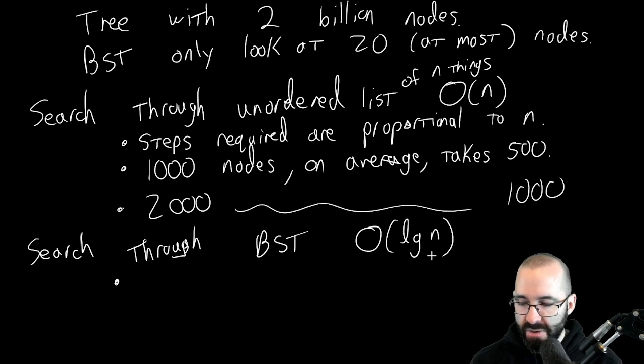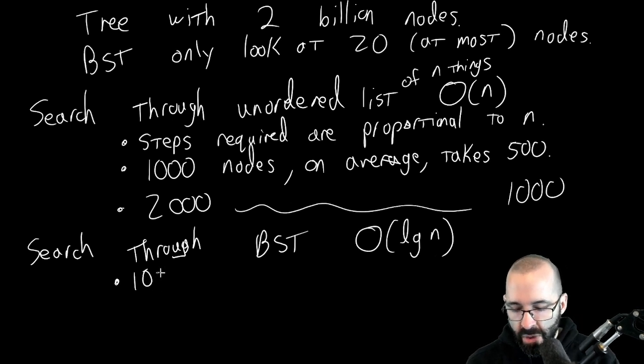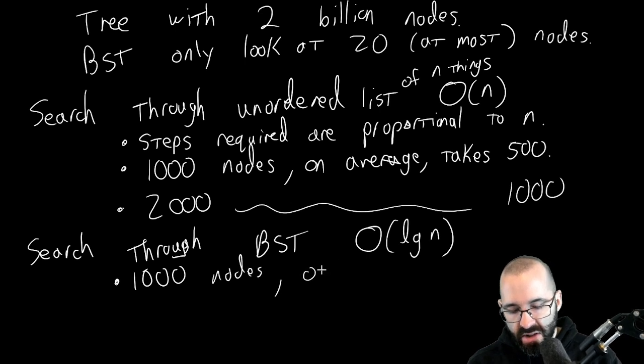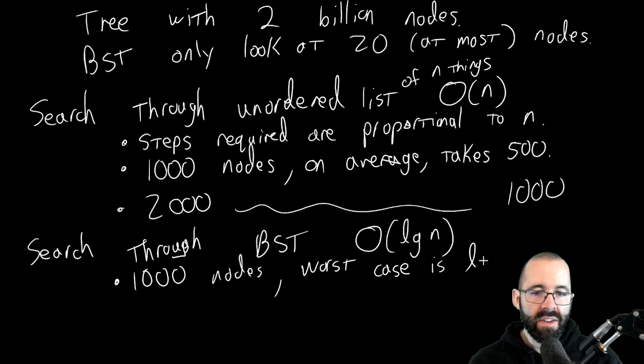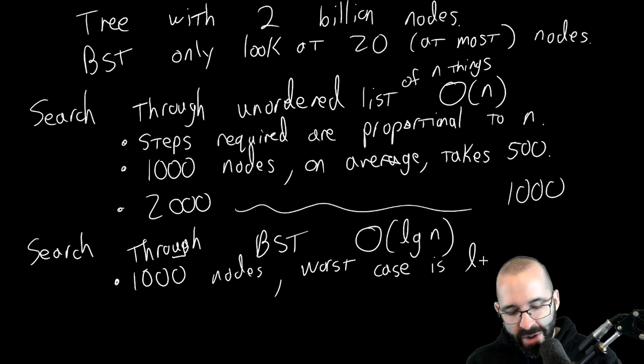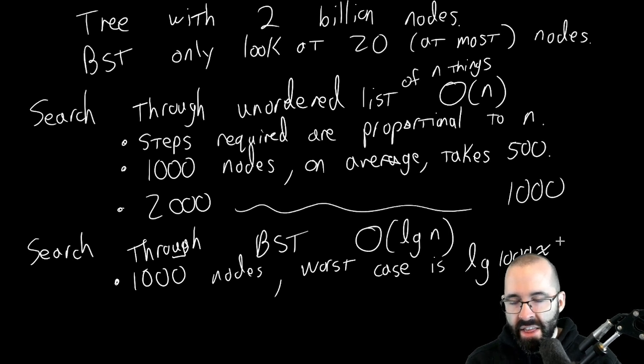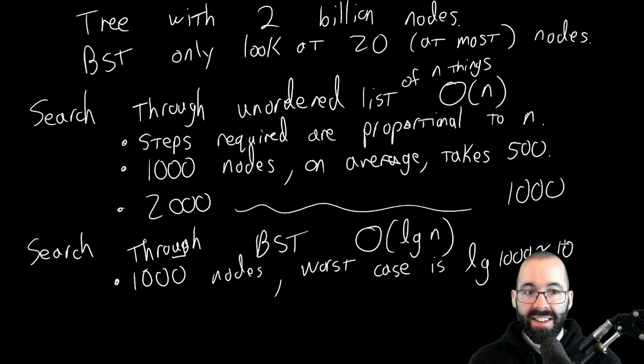We're going to put this in perspective for you. So again, if we were looking through 1,000 nodes, let's say actually worst case scenario, if it's perfectly balanced, the worst case is log of 1,000. That's about 10. 1,024 is 2 to the 10th, so this is very close to 10. That's much better than 1,000.